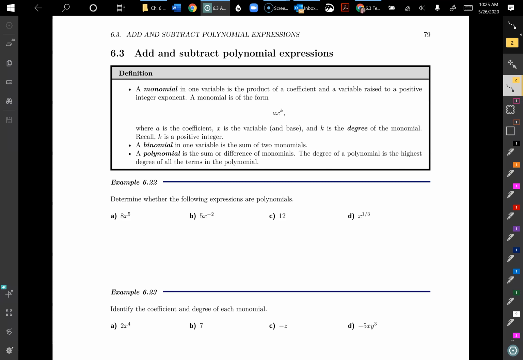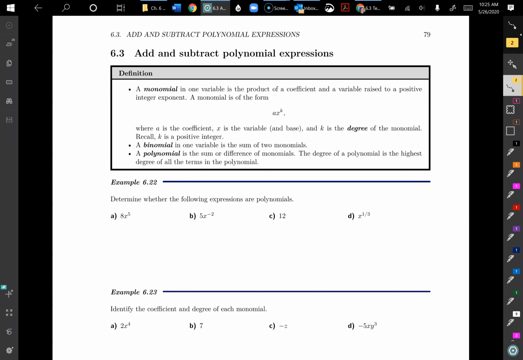A binomial in one variable is the sum of two monomials. A polynomial is the sum or difference of monomials. The degree of a polynomial is the highest degree of all the terms in the polynomial.